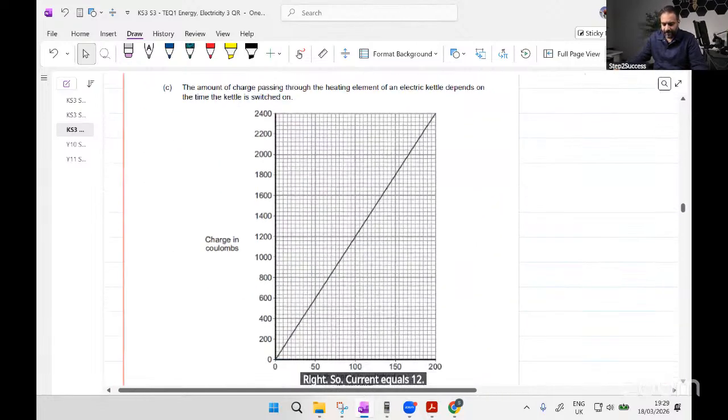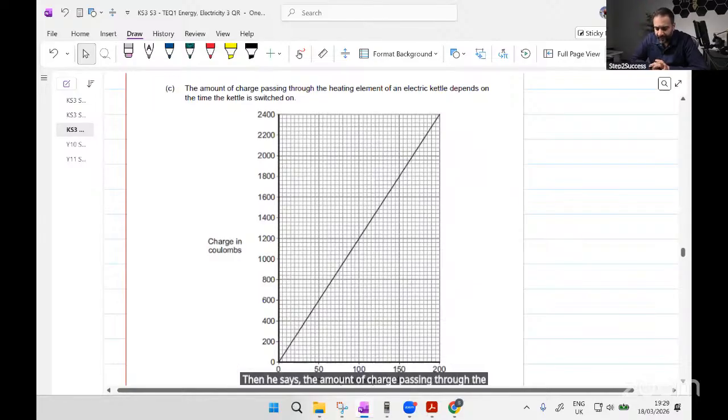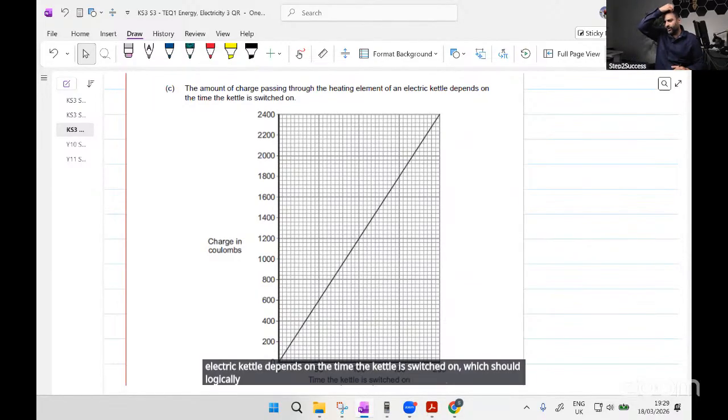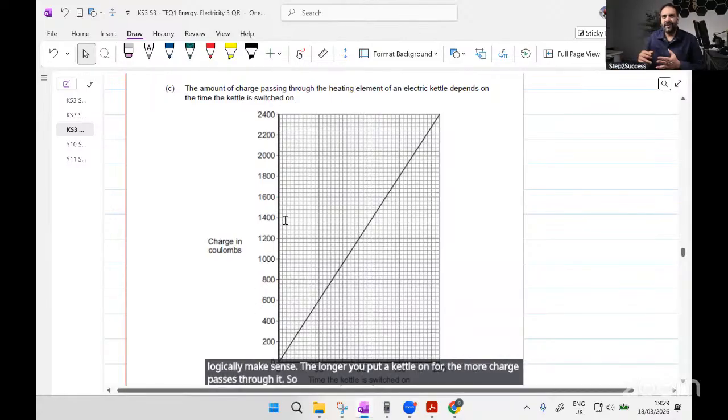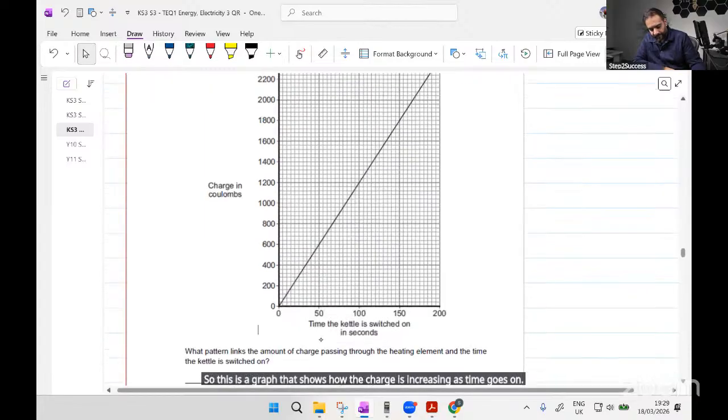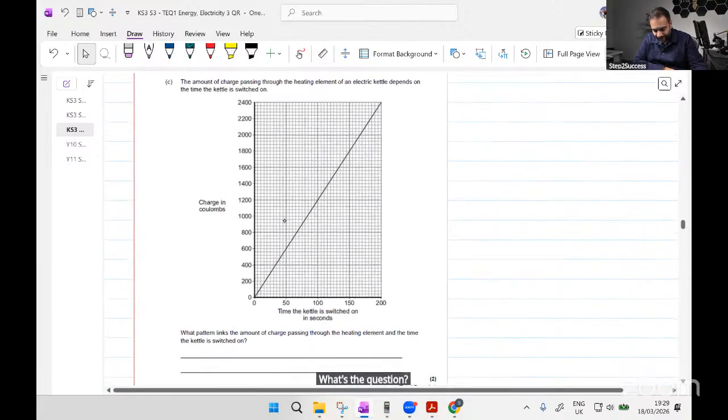Then it says the amount of charge passing through the heating element of an electric kettle depends on the time the kettle is switched on, which should logically make sense. The longer you put a kettle on for, the more charge passes through it, so the more electricity is going through it. If it's on for longer, you're using more. So this is a graph that shows how the charge is increasing as time goes on. What's the question? What pattern links the amount of charge?